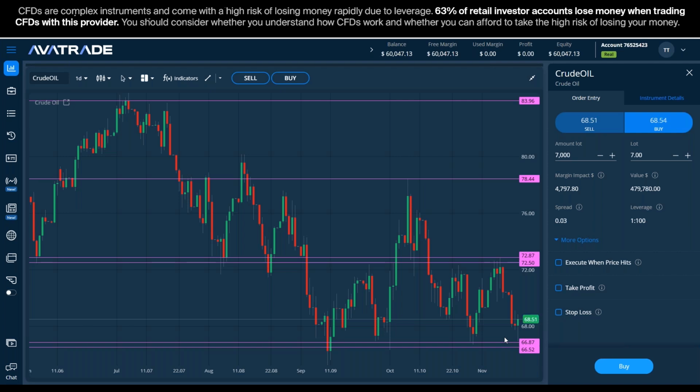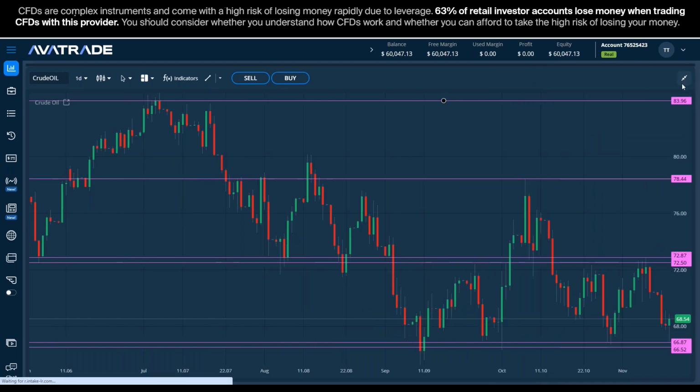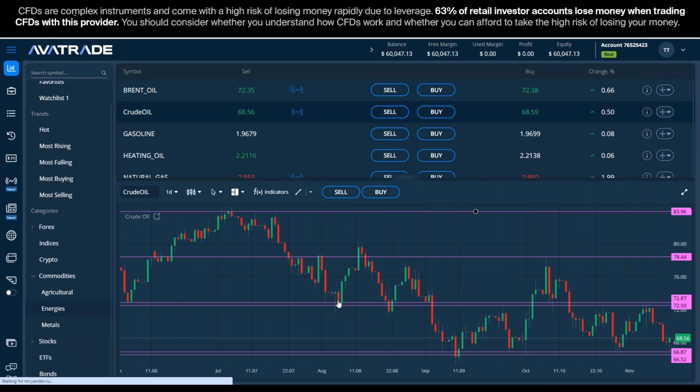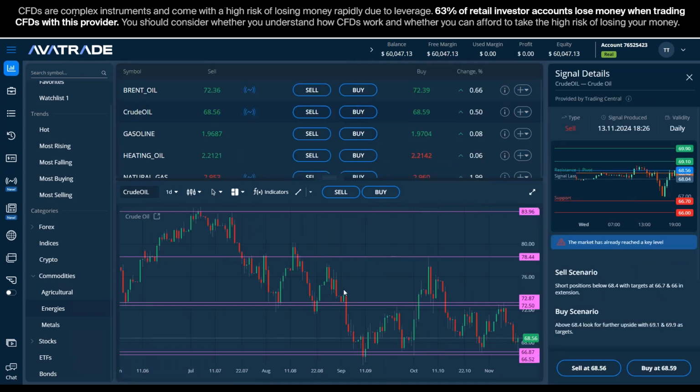And now all of those other factors seem to be taking over from a supply and demand side to keep crude oil above this support level on the one-day candles. It's a pretty solid support level. So this is something where I could take a look and say, I can look at the signal for crude oil and see, what does Trading Central feel? Okay, they said sell, and it already went bad.